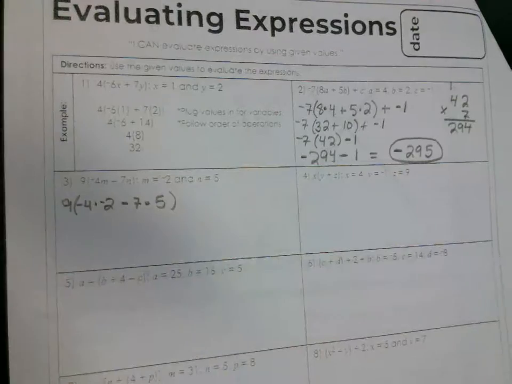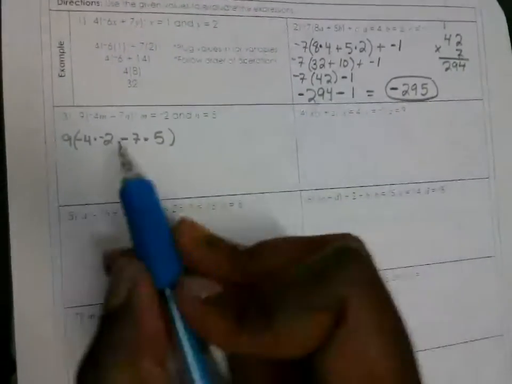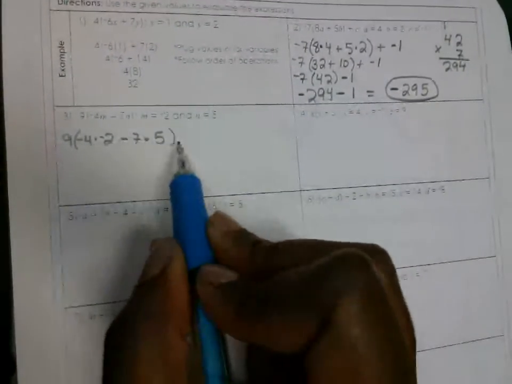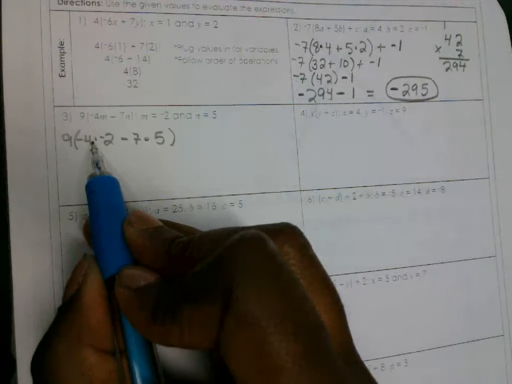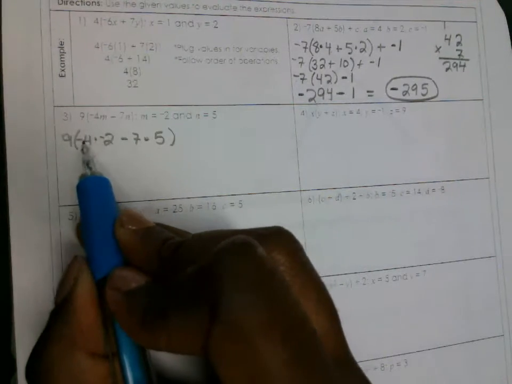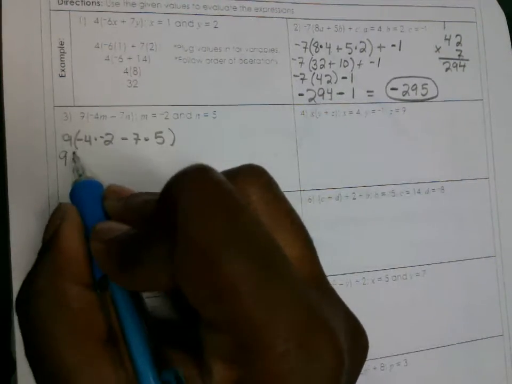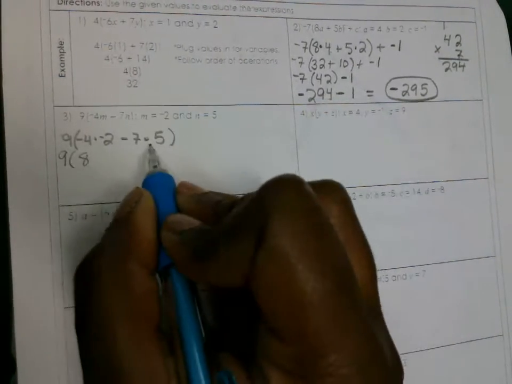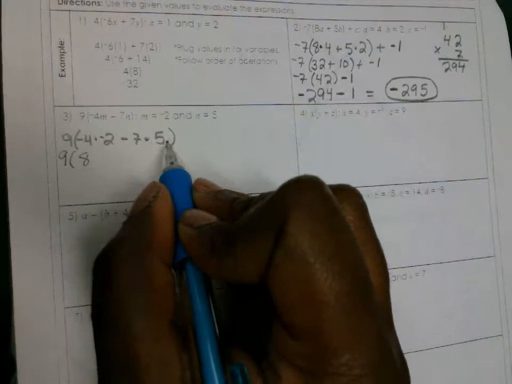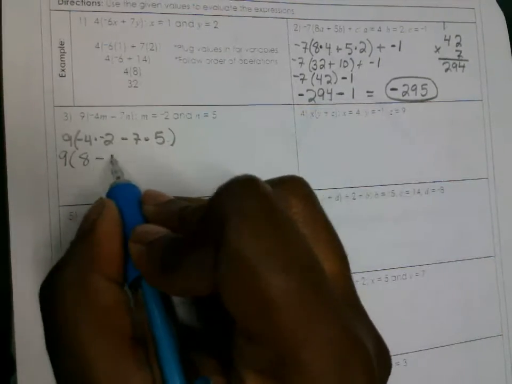Close your parentheses. Order of operations tells us to do all operations within the parentheses. So multiplication is going to come first. A -4 times a -2 is a +8. So we got 8 here. This is multiplication here as well. This is going to be a -35.